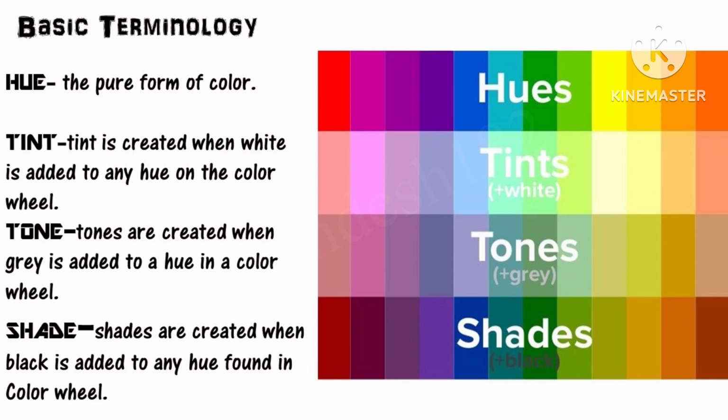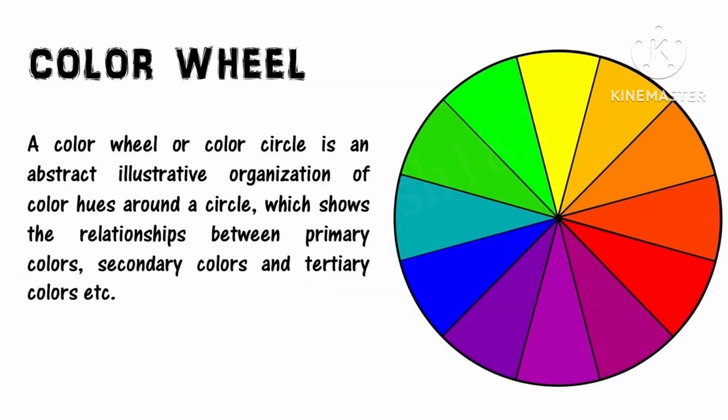So let's see what next. Next we have color wheel. A color wheel or a color circle is an abstract illustrative organization of color hues around a circle which shows the relationships between primary colors, secondary colors and tertiary colors. So many of you wondering why it is a color wheel. Why can't it be a color strip or a color bar or color stick? Why are they arranged in a circular form? It's because in this way it's easy to define the relationship between the different colors, like between the primary colors, secondary colors, tertiary colors, which you will be studying in this video itself.